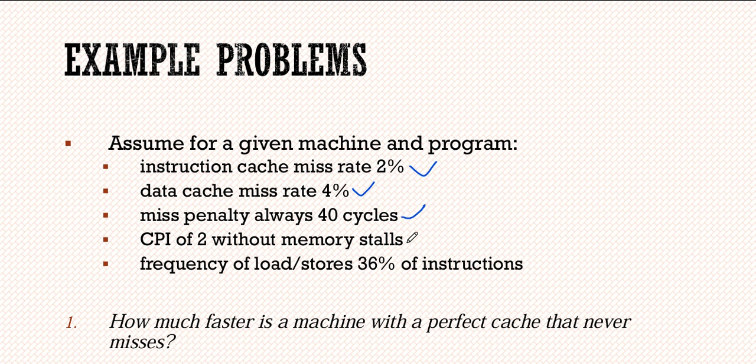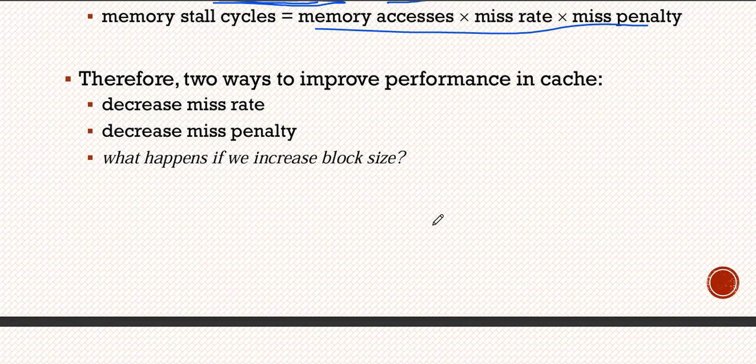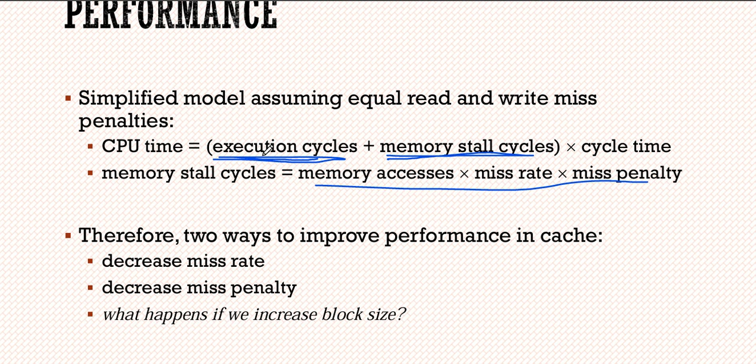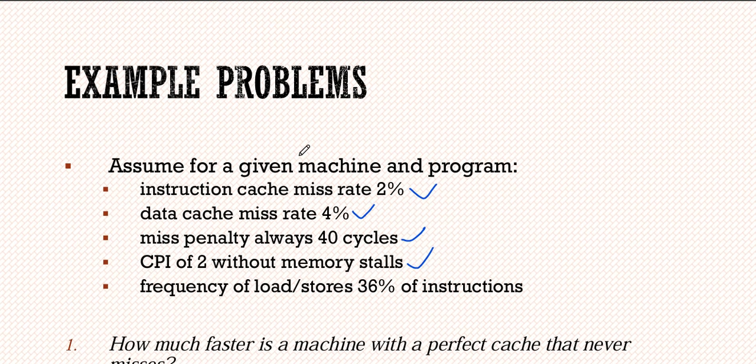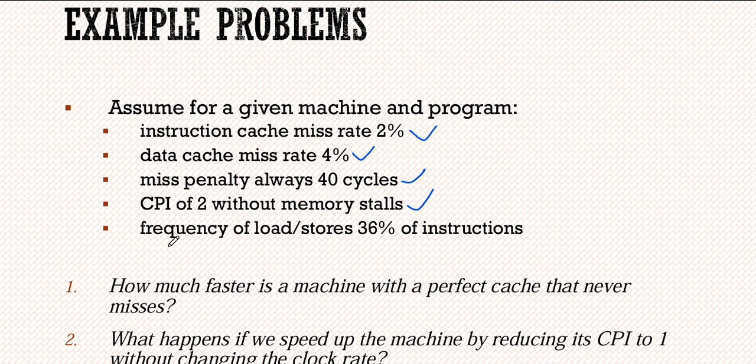Then it has a CPI of 2. This CPI of 2 is without any problem with the machine, the CPI is 2. So you realize that the CPI of 2 will be the execution cycle. But let's continue. It says the frequency of loads and stores is 36% of instructions. So 36% of the instructions do load and store. Now this is also important when we are solving it.